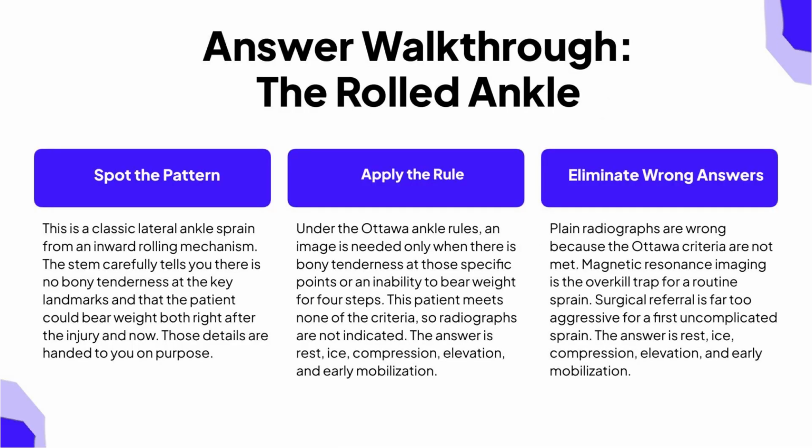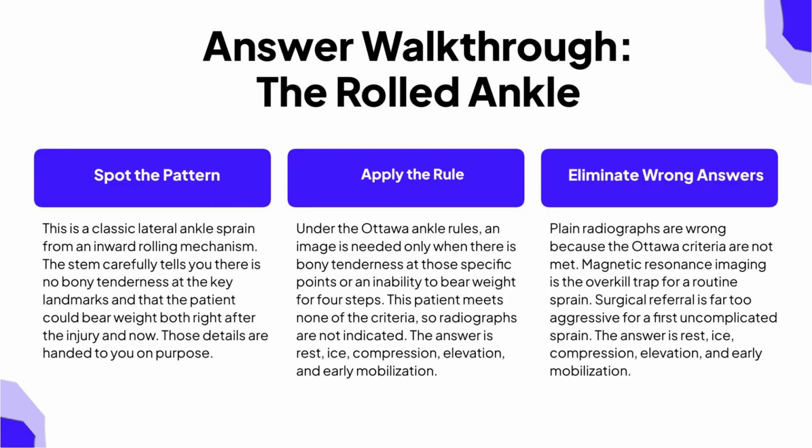Let us break this down. First, spot the pattern. This is a classic lateral ankle sprain from an inward rolling mechanism, with swelling and tenderness over the outside of the ankle. The stem carefully tells you there is no bony tenderness at the key landmarks and that the patient could bear weight both right after the injury and now.